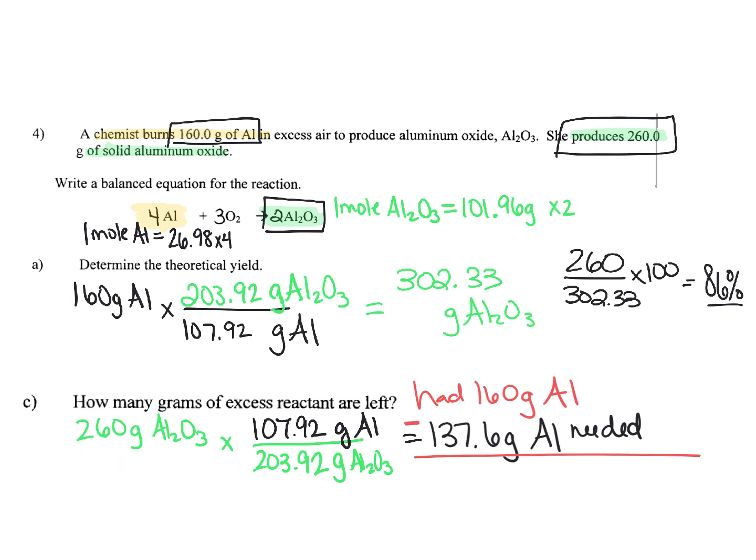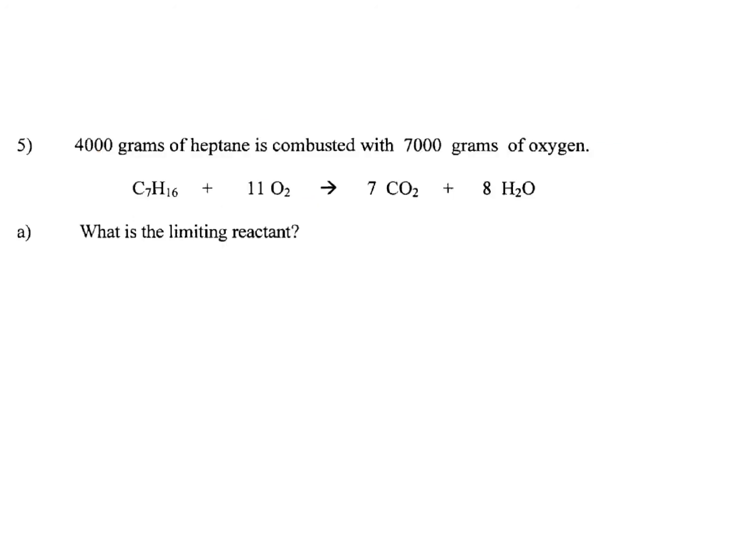So that means that there is some of her reactant that didn't react, some of her aluminum didn't react. So if we subtract those, we find that 22.4 grams of her aluminum did not react. This is a great practice problem for limiting reactants.